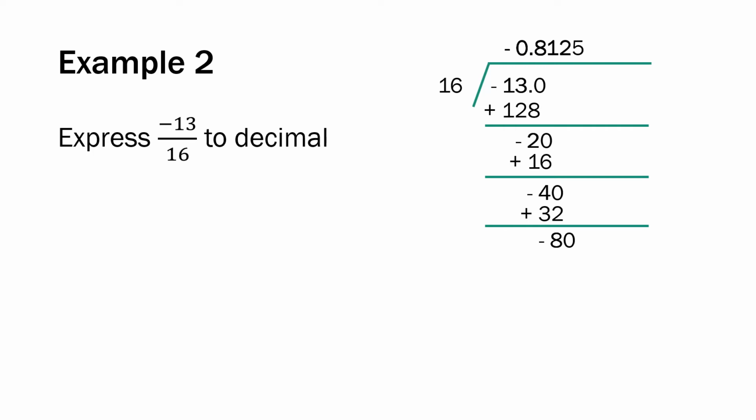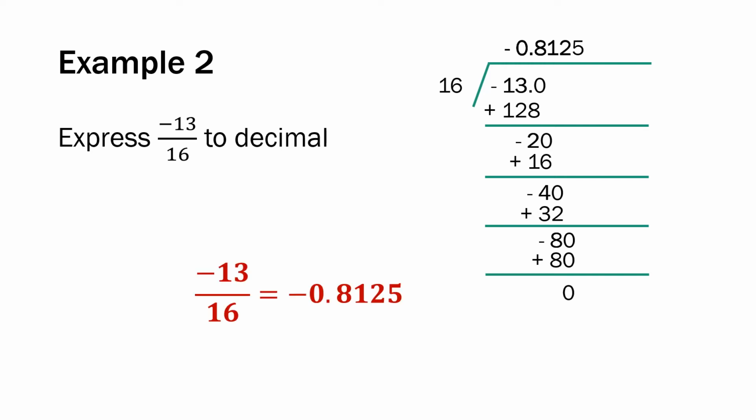So, negative 80 divided by 16. So, the answer will lead you to 5. And then that will be negative 80. Negative 80 will be positive 80. And then having that will be 0. So in conclusion, we have now negative 13 over 16 is equal to negative 0.8125, or 8,125 over 10,000. That's how you read that.